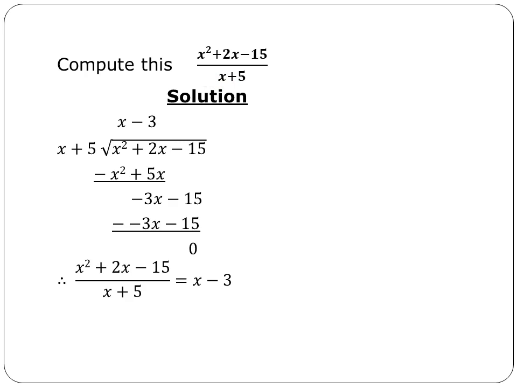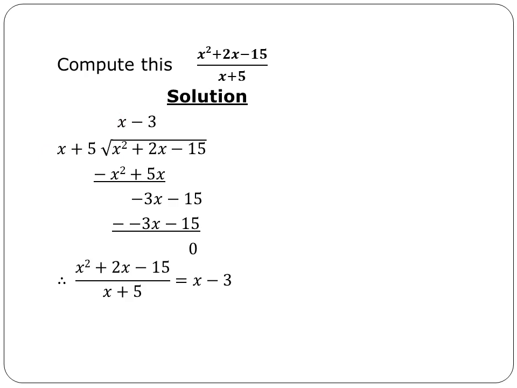Now we use the long division method, where the divisor, which is the denominator, stays outside the long division symbol, and the dividend, which is the numerator, stays inside the long division symbol. The process requires us to focus on the first term of the dividend and the first term of the divisor. Perform division, that is x squared divided by x. By indices, that gives us x.